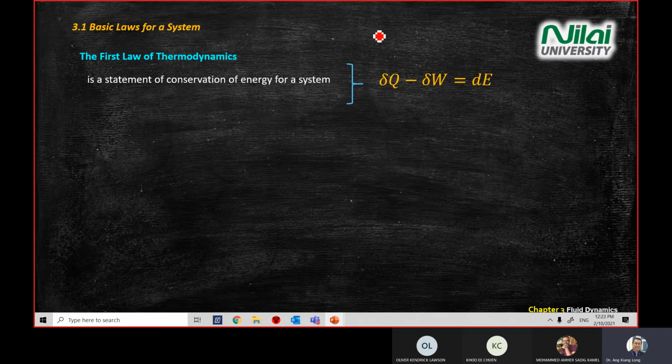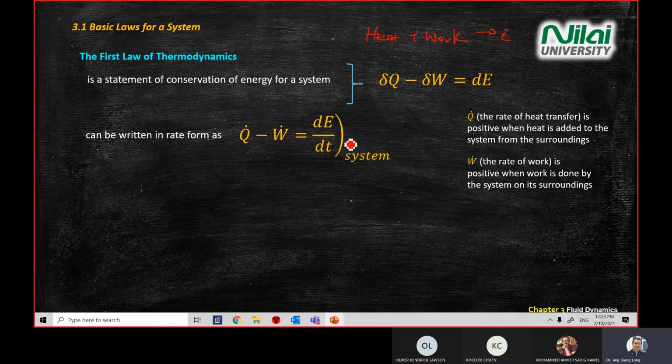Energy can create heat and work. The difference between these two will give you energy. This is a recall of what you learned in your thermodynamics 1. We can write it in rate of change form: Q dot minus W dot equals the change of energy inside the system. Recall that when Q is positive, the heat is added to the system; heat goes inside the system.